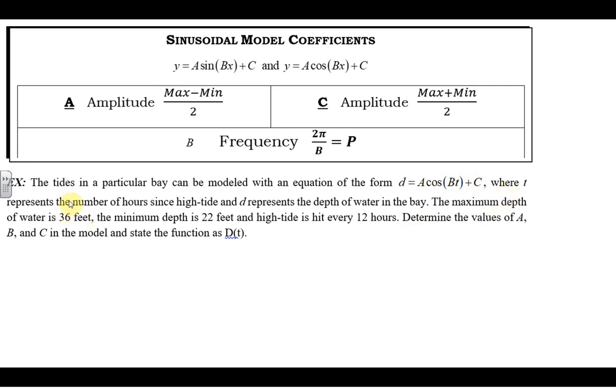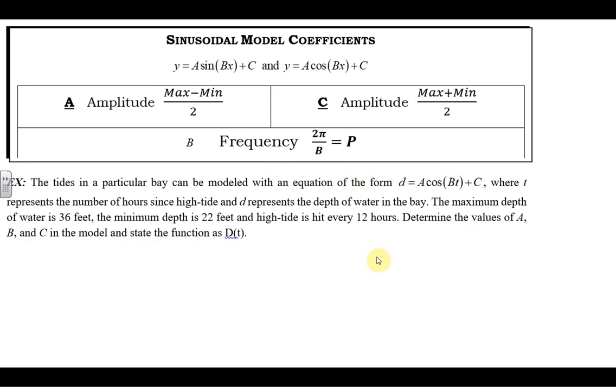Okay? So here we go. Tides in a particular bay can be modeled by the equation of the form, yada, yada, yada. So we know it's starting up, because it's cosine. T represents the number of hours since the high tide, and D represents the depth of the water in the bay. The maximum depth of water is 36. The minimum depth is 22. And the high tide hits every 12 hours, which means it cycles. Determine the values of A, B, and C and state the equation.